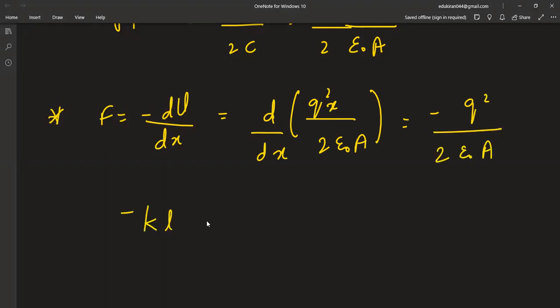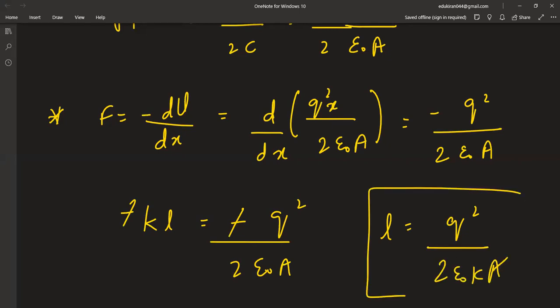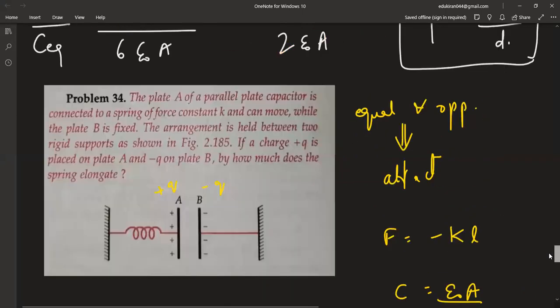So minus K into L is equal to minus Q square by 2 epsilon naught A. From here, L was missing. L will be equal to Q square, the minus signs will cancel, Q square by 2 epsilon naught K. This will be the final length which is asked. It was asking, how much does the spring elongate? So the spring will elongate by this much amount. Write it down.